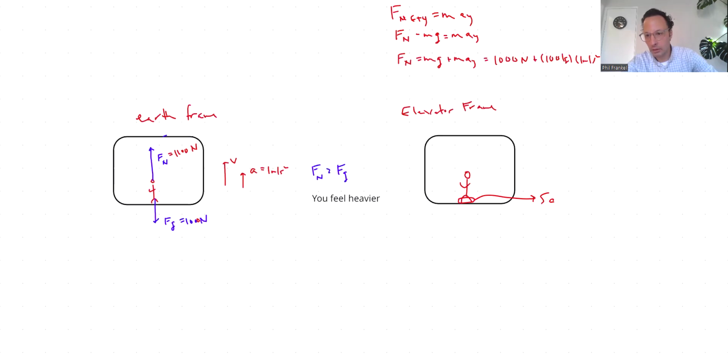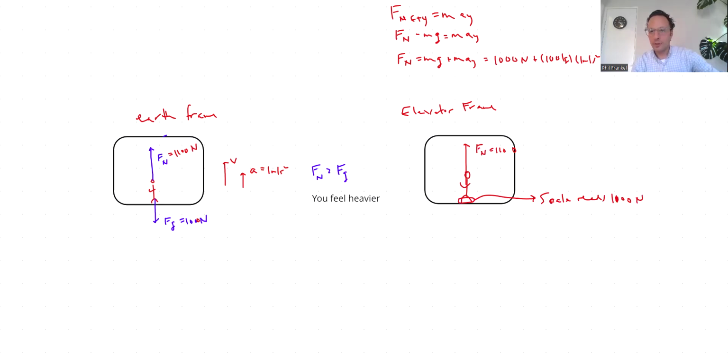reads 1,000 newtons. You know that the normal force on you is 1,000. Sorry, I'm sorry, 1,100 newtons is what I mean to say. And therefore, you know the normal force on your feet is 1,100 newtons because everyone knows that's what a scale reads. The normal force acting on your feet, 1,100 newtons.